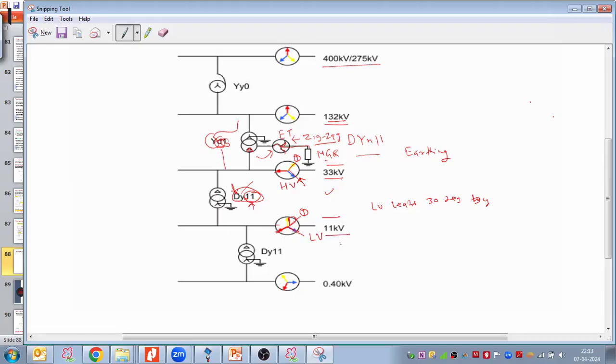So 11 kV by 400 V, they have another voltage level in their country. And for that, again, they use Dy11. This is what the UK grid or entire electrical network vector configurations they follow.